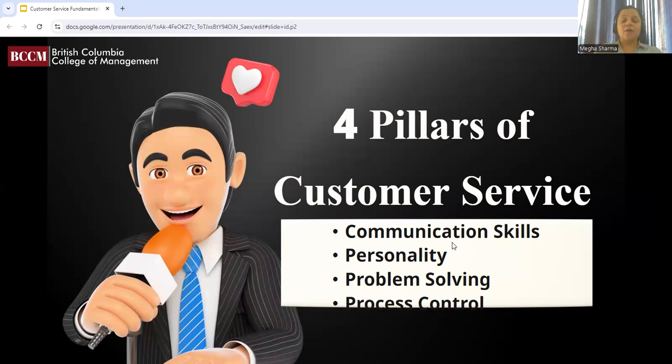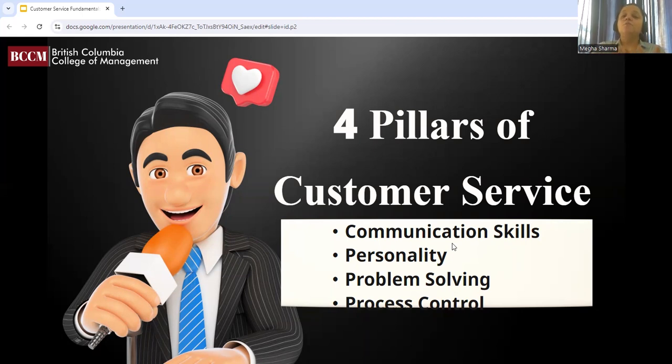These pillars are communication skills. Now understand, students, this is a very, very important pillar. The customer cannot see you face to face. They can only hear you, right? So effective communication skills play a very crucial role. Then comes personality. You might be thinking that when the customer is not watching you directly, how can your personality work in that factor? We will discuss that later on, but it's an important pillar.